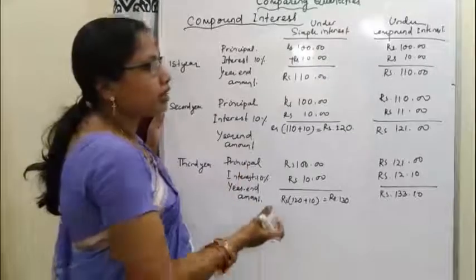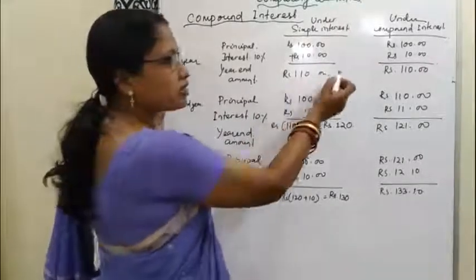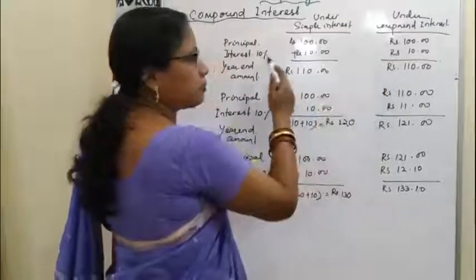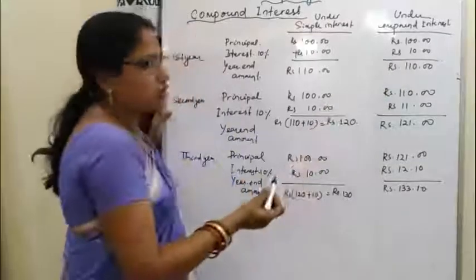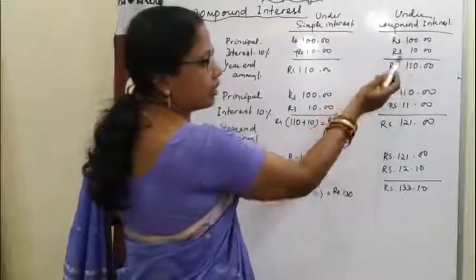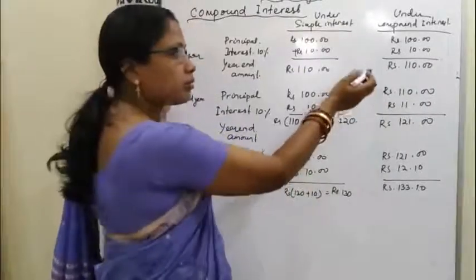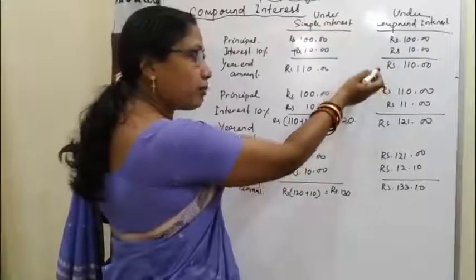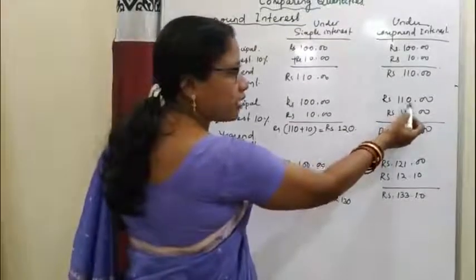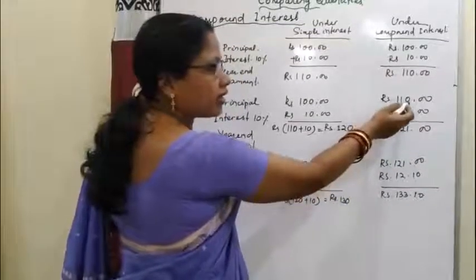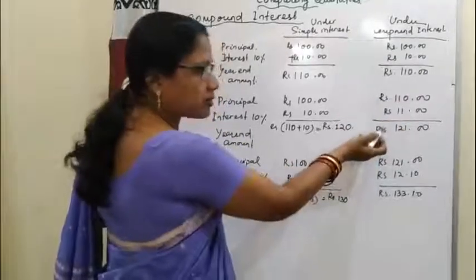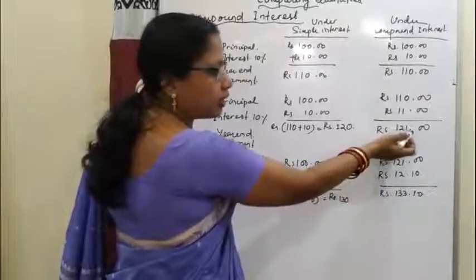So let us calculate under compound interest. For first year the principal is rupees 100 and the interest amount is at the rate of 10%, the interest amount is 10 rupees. So the amount at the end of first year is rupees 110. Again, for second year, the amount of the first year will be the principal of second year. So here the principal is 110 rupees and 10% of 110 rupees, the interest amount is 11 rupees. So the total amount at the end of second year is rupees 121.